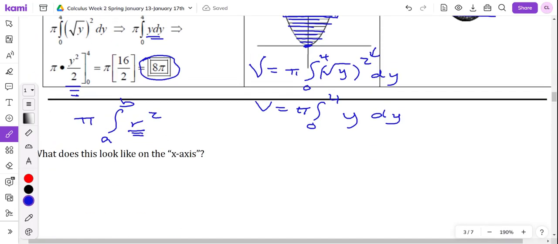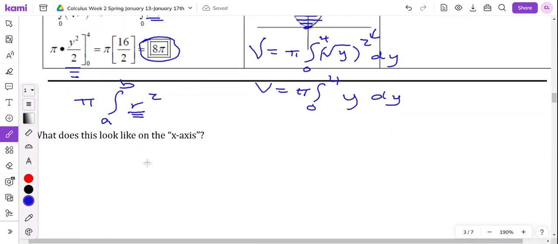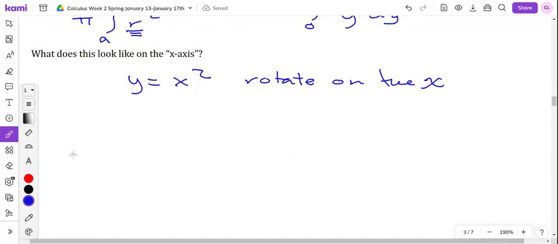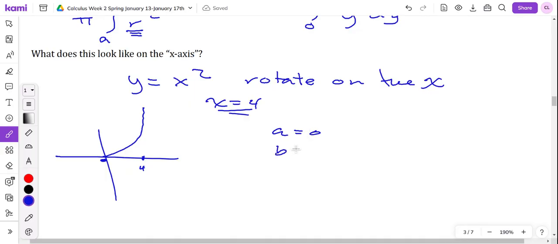So what does this thing look like on the x-axis? Let's just take it here. Y equals x squared, and we're going to rotate on the x. So we're going to take that same graph, and here's our y equals x squared. I'm going to stop it at x equals 4. So I know my a is going to be 0, and my b is going to be 4.